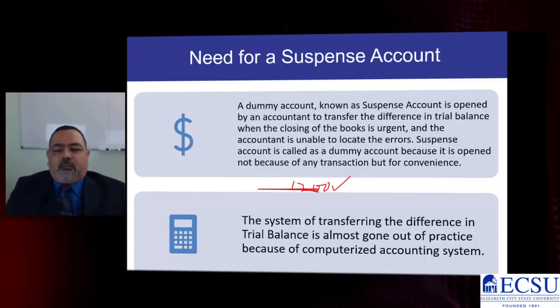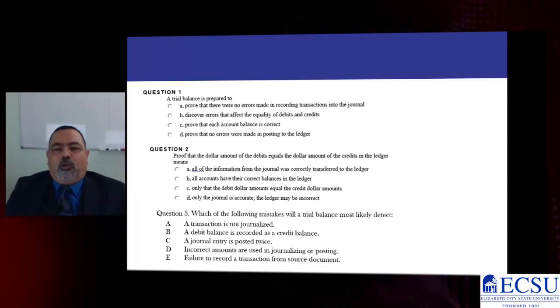So the system of transferring the difference in the trial balance, of course, has almost gone out of practice because of the computerized accounting system. Simply because you can find out that you've made an error as soon as you have made it. If you're careful about it, you will not have to use the suspense account. If you have to use it, you can still do it, but it has gone out of practice. So you don't see a discussion of suspense account in many of the books as such.